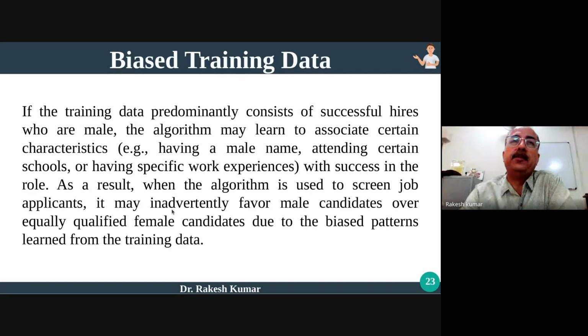Okay. I am telling you, there was a big failure in the Amazon case. Amazon had software to scrutinize applications for the purpose of recruitment. And it was favoring male candidates. It was observed that it was biased towards males. And the reason was not a problem with the program. The reason was that the data which was used to train it had the bias. Okay.